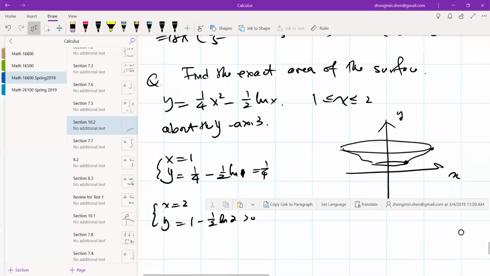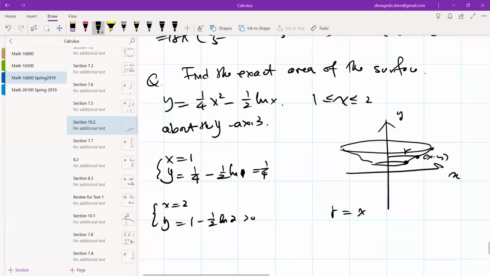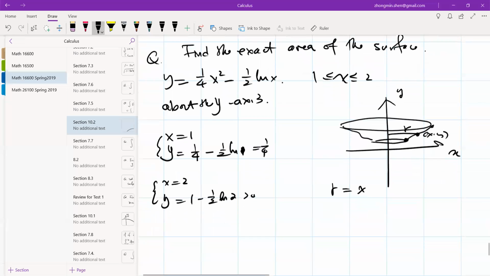So some students are trying to solve for x in terms of y. It's impossible. This is the way they designed it. They don't want you to solve it. And this is rotation about the y-axis, so here the radius is r, and this is a point, right? Clearly r equals x. Then some students try to solve for x. That's ridiculous. You cannot solve for x.